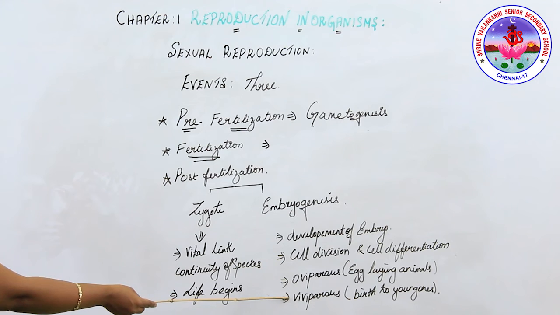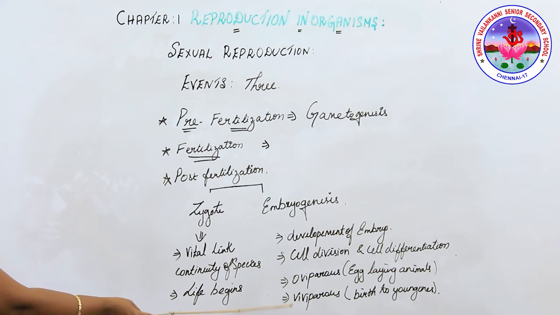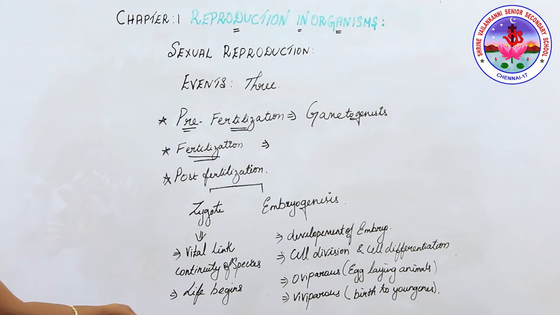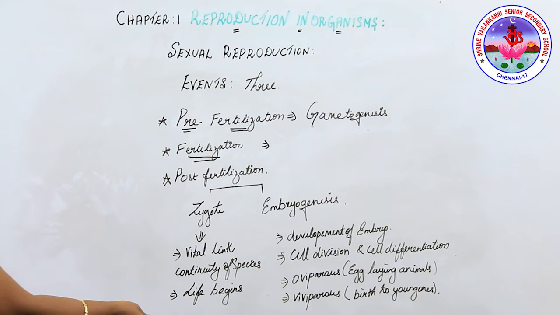For example, in Homo sapiens, the gestation period is 9 months. In the 9 months, the embryogenesis process takes place. In the last month, the embryo is fully developed, so that the embryo detaches from the placenta. That process we call parturition. All these embryogenesis processes will be covered in detail in the human reproduction chapter 3.